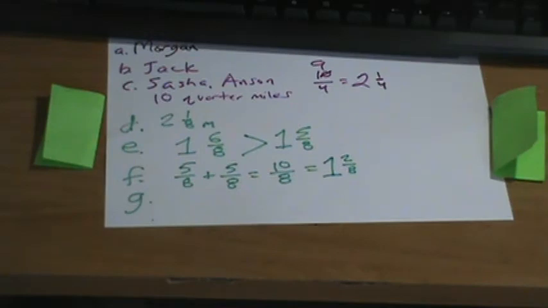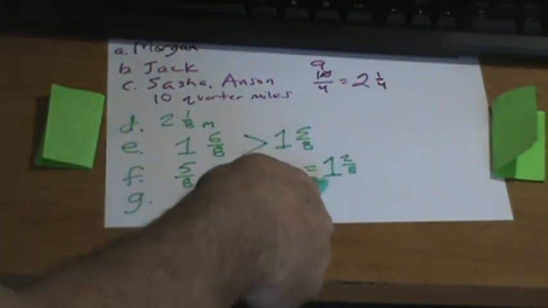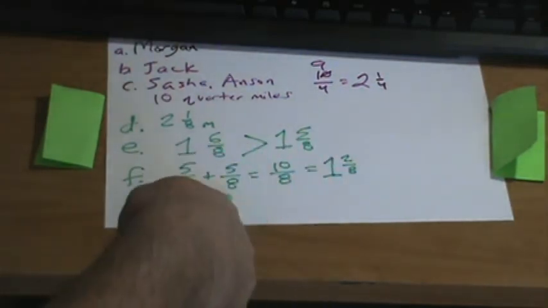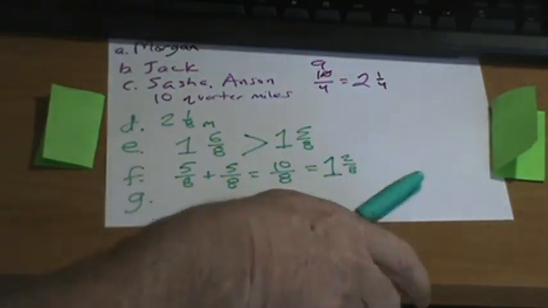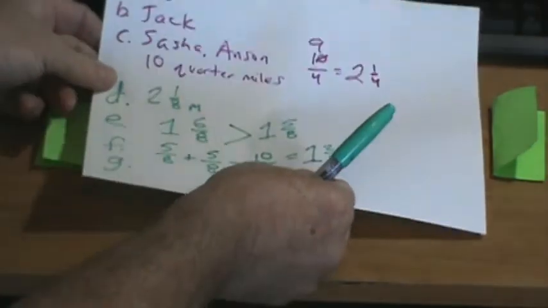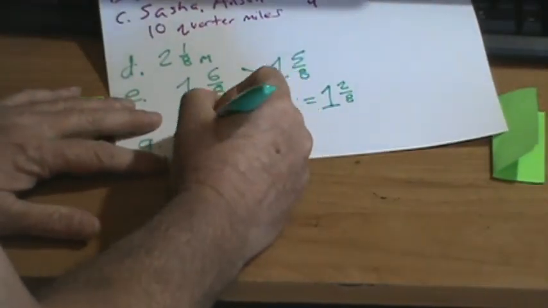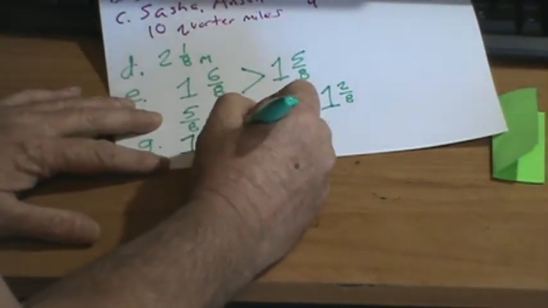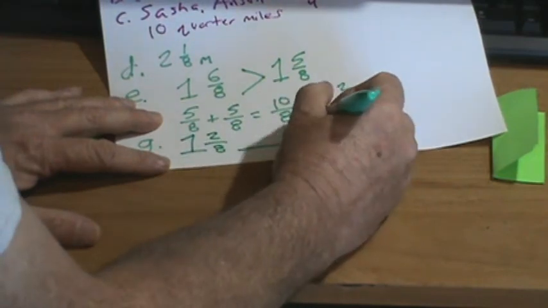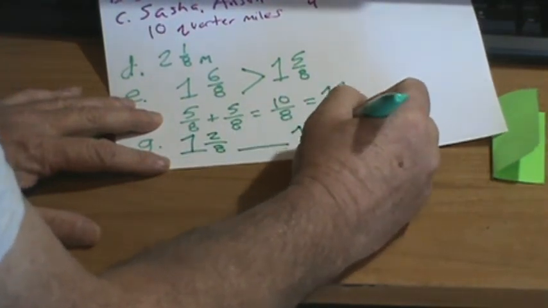Mr. Reynolds ran 1 and 3/10 miles. Use greater than, less than, or equal to compare the distance Mr. Reynolds ran to the distance that Mrs. Smith ran. Well, Mrs. Smith ran 1 and 2 eighths, and Mr. Reynolds ran 1 and 3/10. So let's do that. We're going to say 1 and 2 eighths and 1 and 3/10. What is larger?